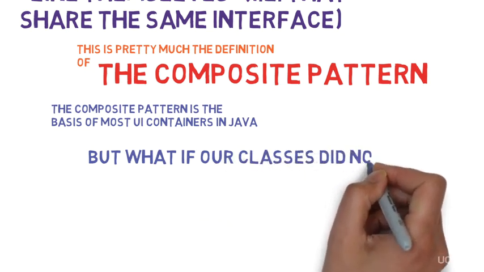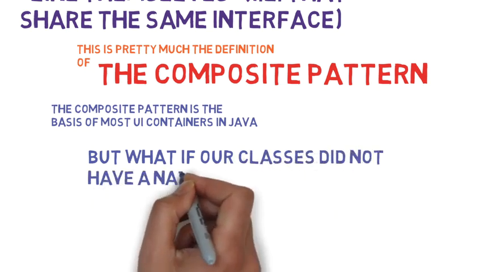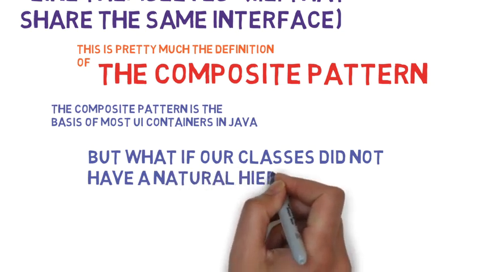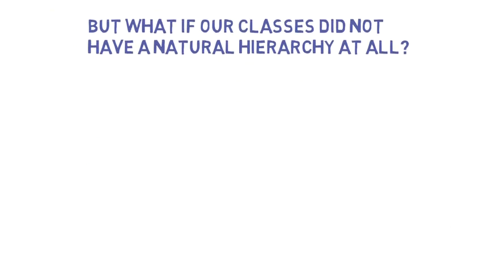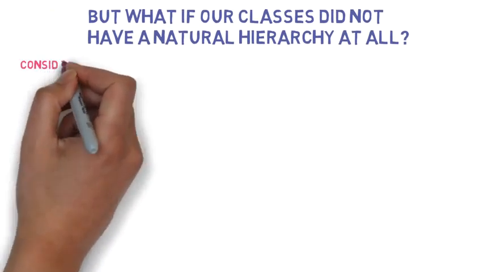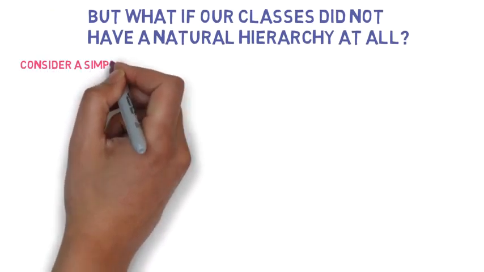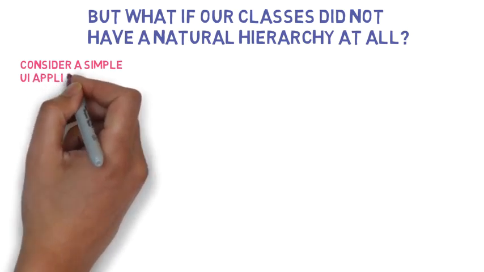But what if our classes did not have a natural hierarchy at all? What if they weren't trees? Neither were they kind of linked objects. If you have no natural hierarchy, how do you deal with these classes?